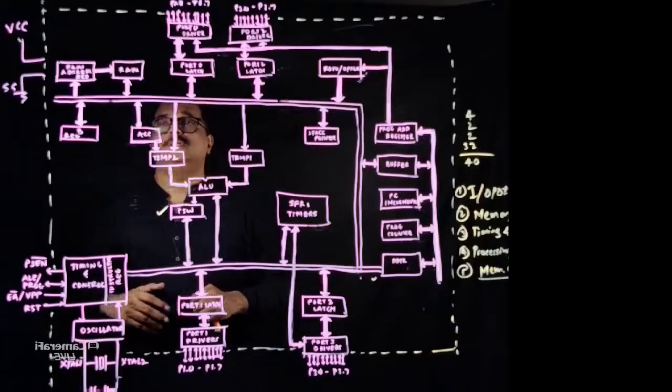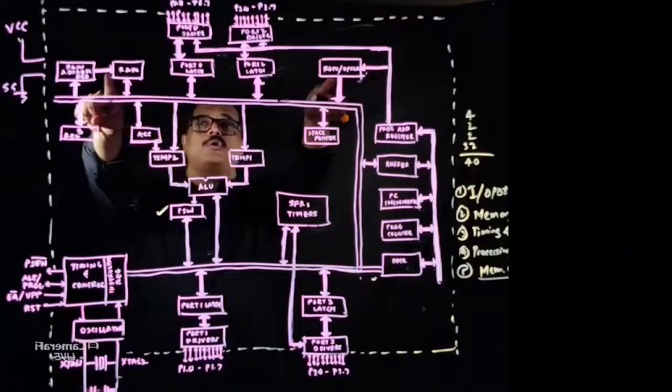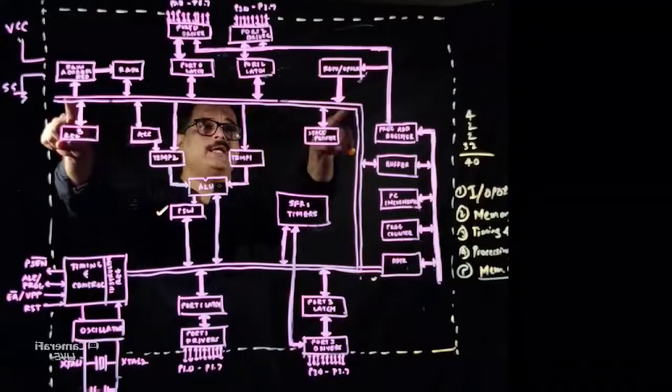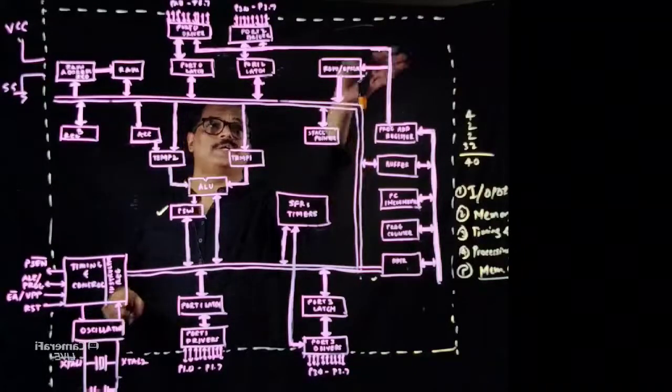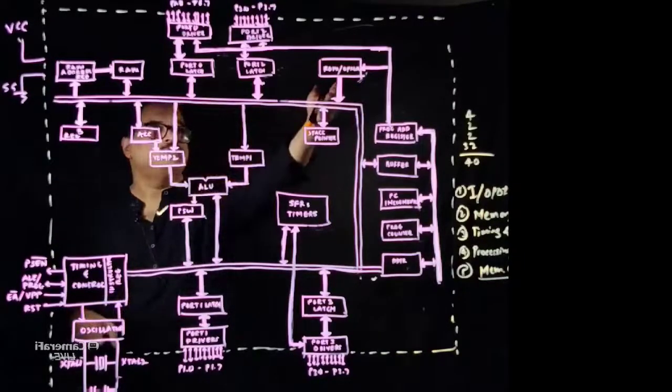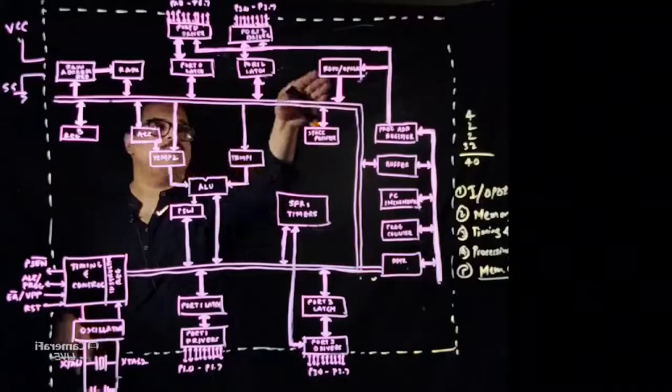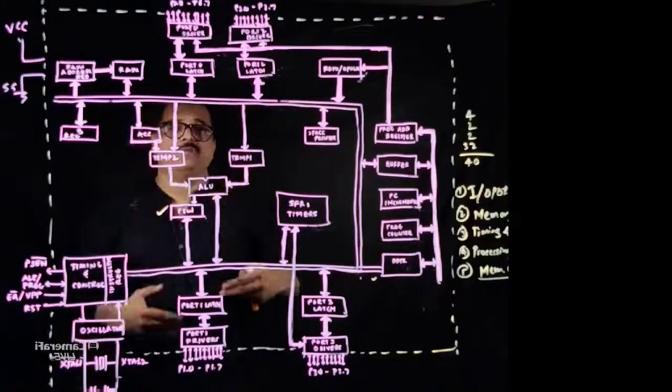Okay. Now this RAM and ROM interact with the other blocks through this data bus. Obviously data has to be brought to the ALU from the ROM and from the RAM, so obviously there is an interconnection between the two.